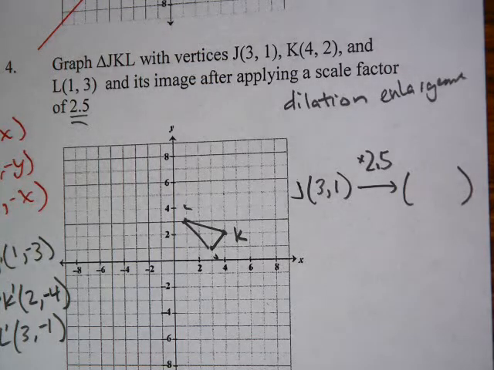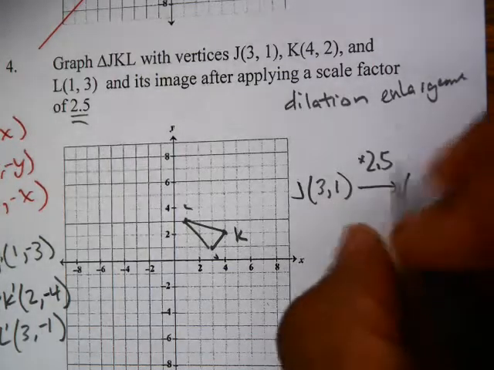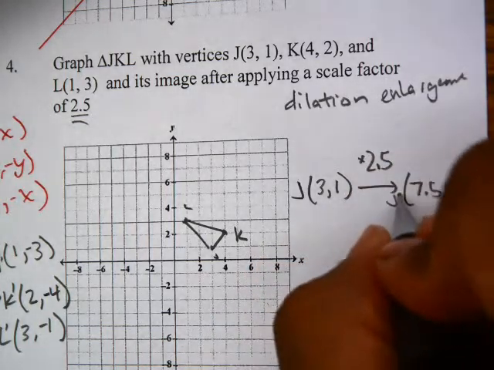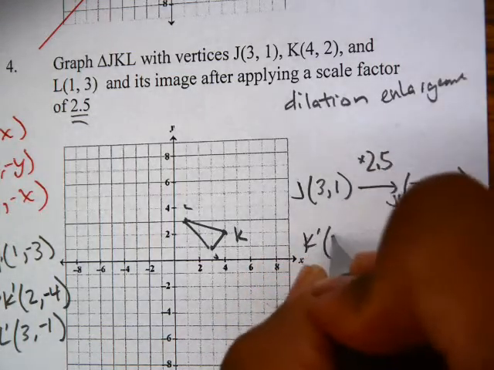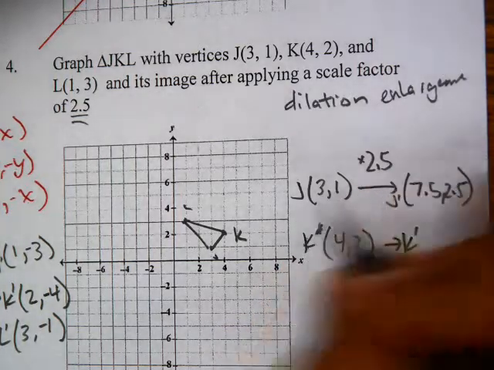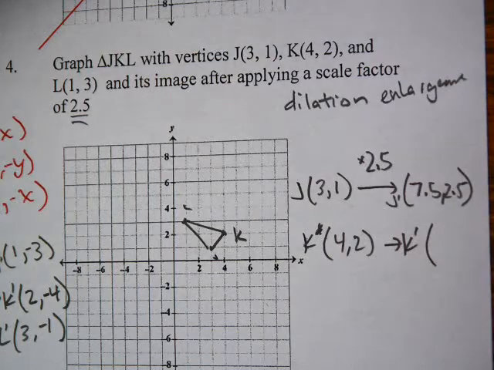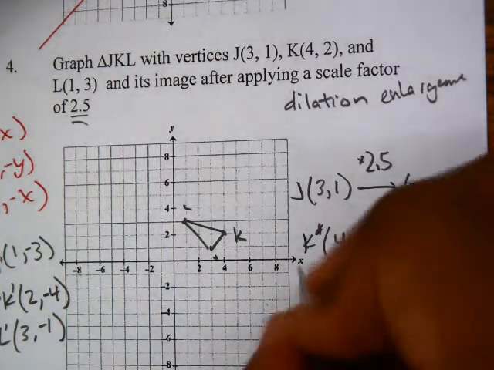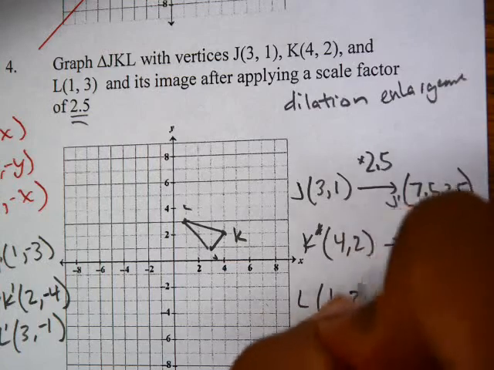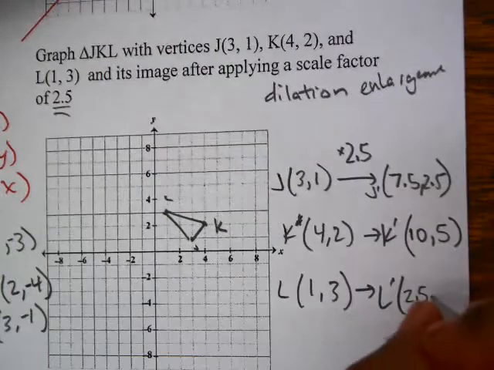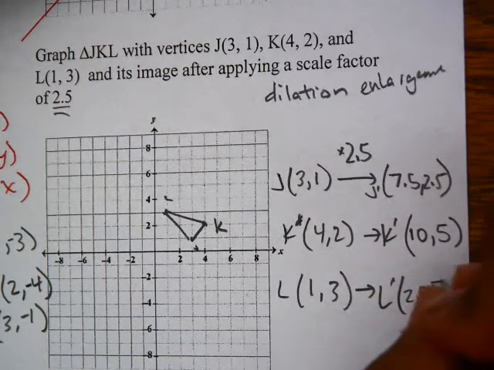So 3 times 2.5 is 7.5. 1 times 2.5 is 2.5 for J prime. K to K prime, 4 times 2.5 is 10. 2 times 2.5 is 5. L, (1, 3), L prime, 1 times 2.5 is 2.5. 3 times 2.5 is 7.5.